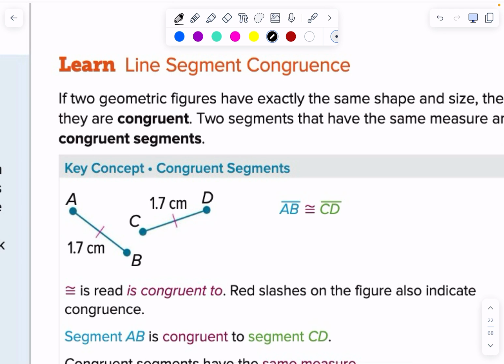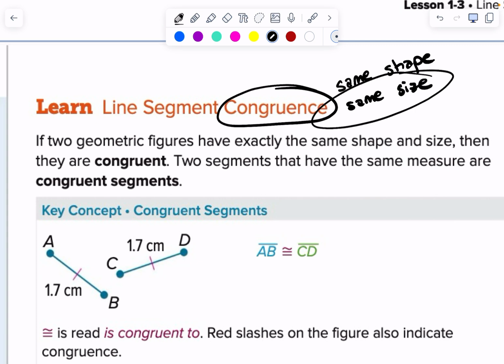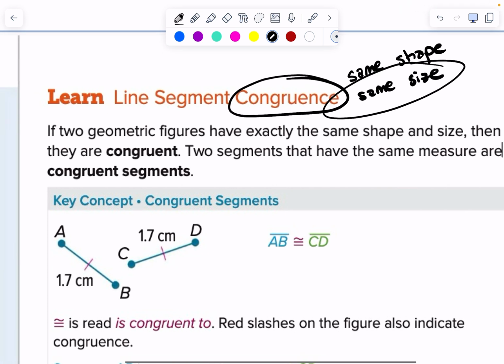They're talking about line segment congruence. Real quick, what does it mean to be congruent? Same. When we start to get into geometric figures, they are the same shape and the same size. When we're dealing with line segments, line segments don't have a shape, so we're dealing with really just the same size or the same length of line segments.